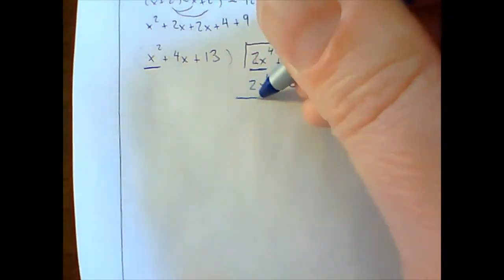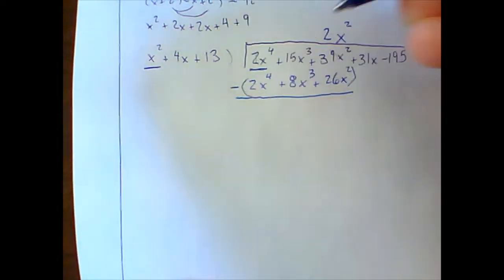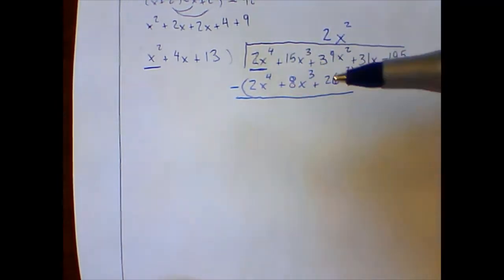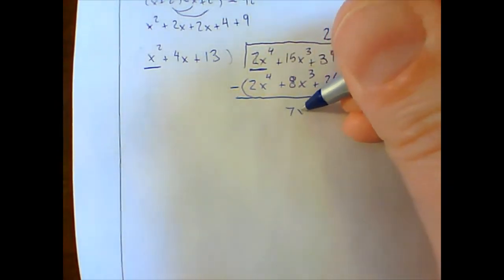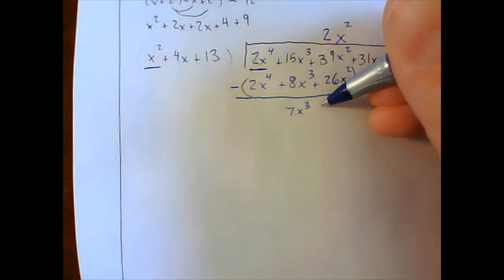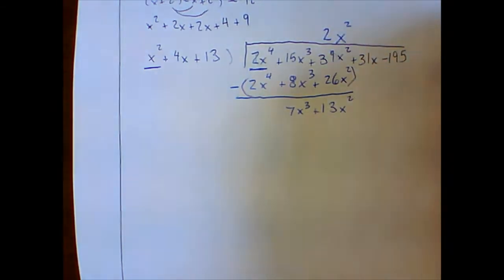Okay, and then we introduce a subtraction sign. Subtract the first 2, they should cancel. And then 15 minus 8 is 7x cubed. And then we're going to do 39 minus 26. It's a positive 13x squared. And then we'll bring down the next term.